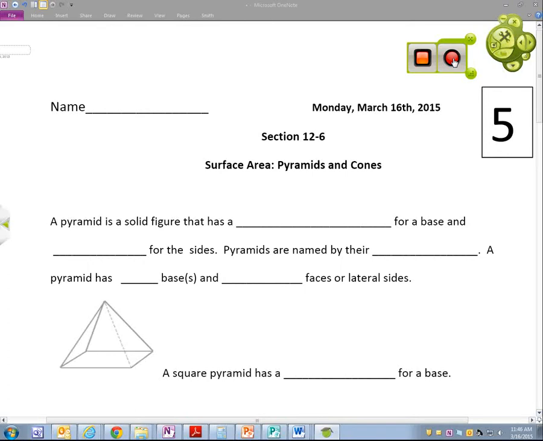Section 12.6. Surface area of pyramids and cones.